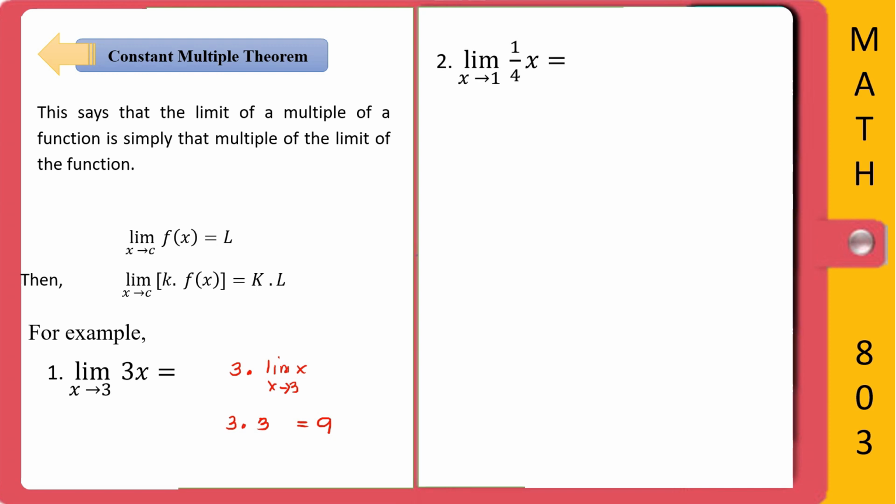Another example, we have the limit of 1/4 x as x approaches 1. Our k here is 1/4, multiplied by the limit of f of x, which is x, as x approaches 1. Again, we bring down 1/4 and multiply it by the limit of x as x approaches 1. Since this is an example of the identity theorem, we substitute c into the variable x. So we have 1/4 times 1, and our answer will be 1/4.